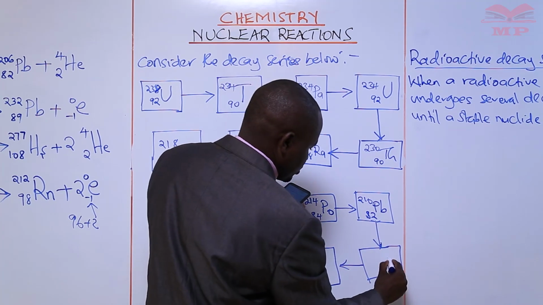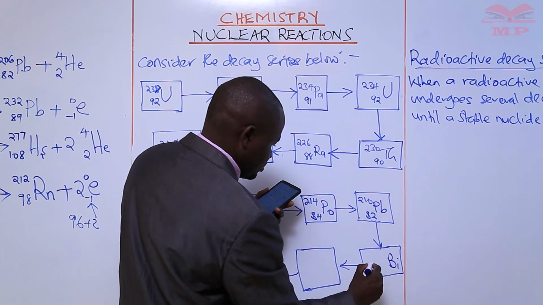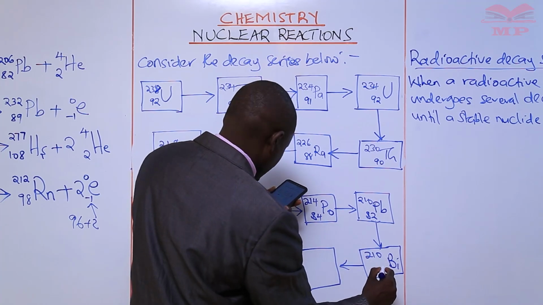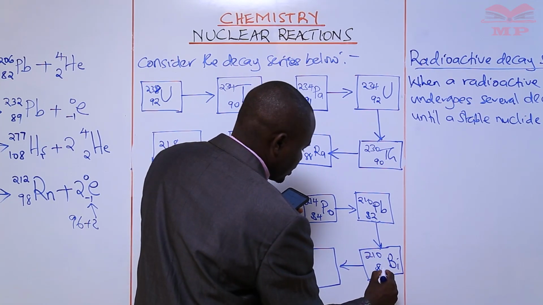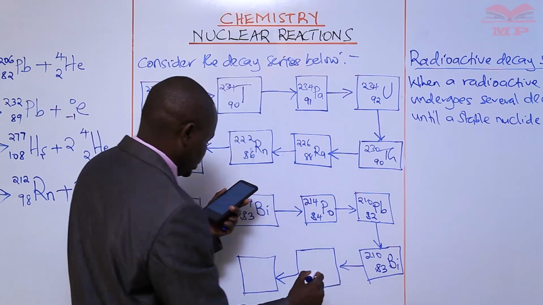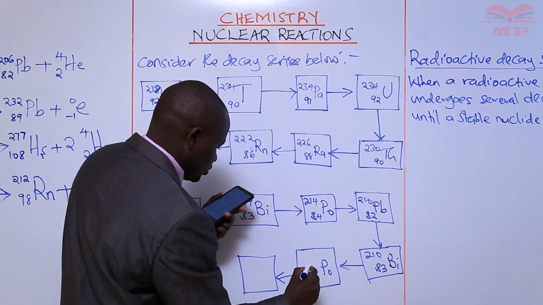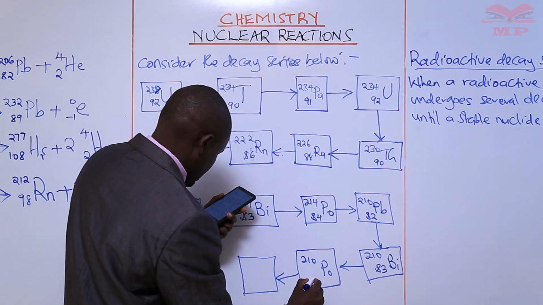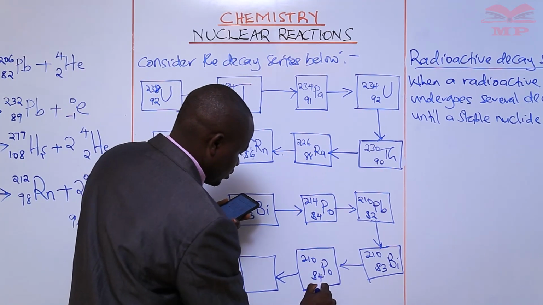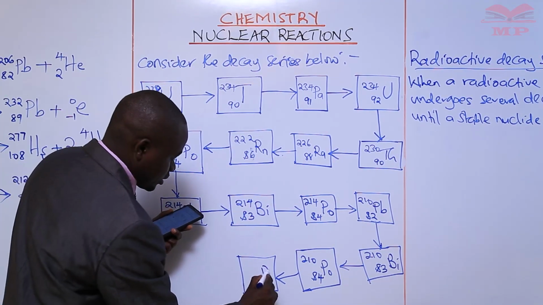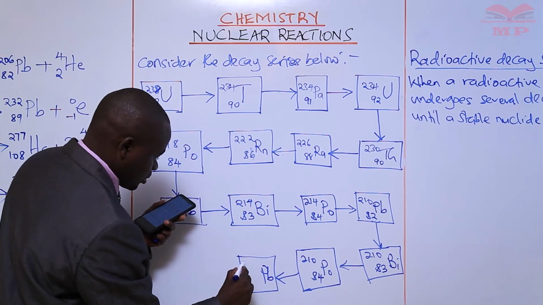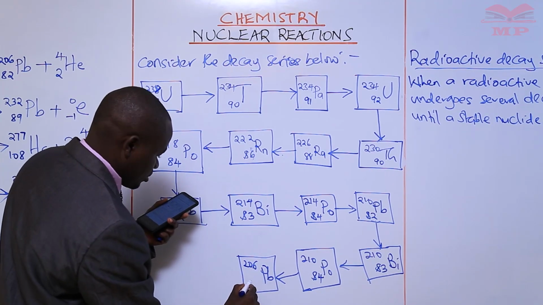Further decay produces Bi, that is bismuth, atomic number 83, mass number 210. Further decay to produce 210, atomic number 84. Lastly, lead, mass number 206, atomic number 82.